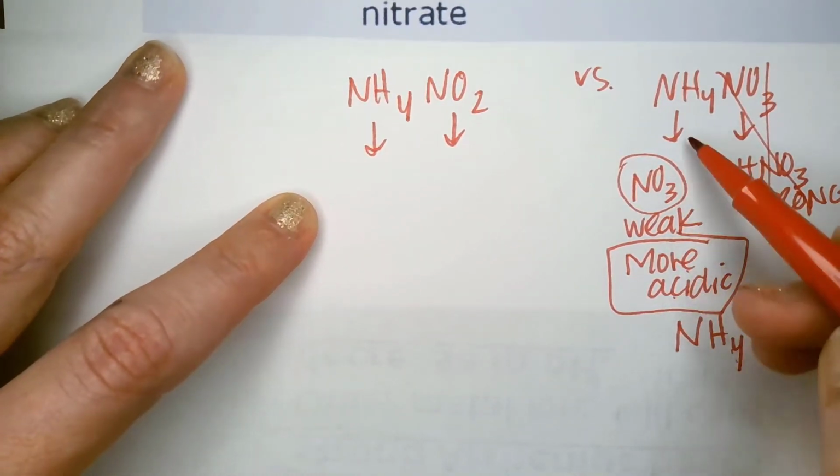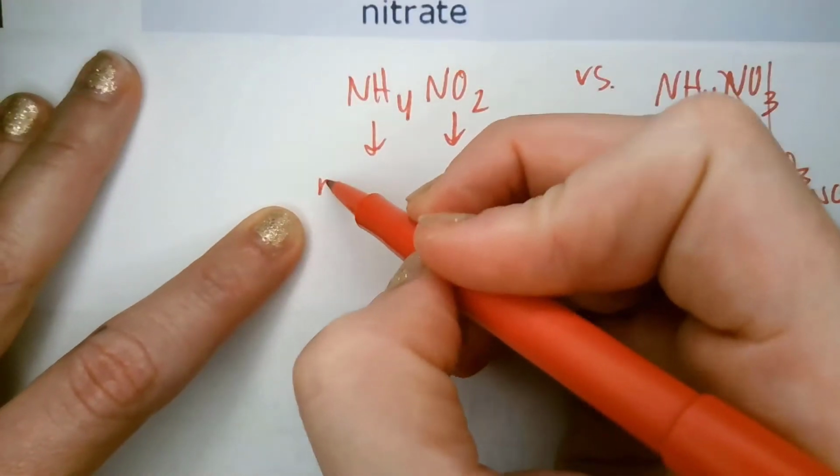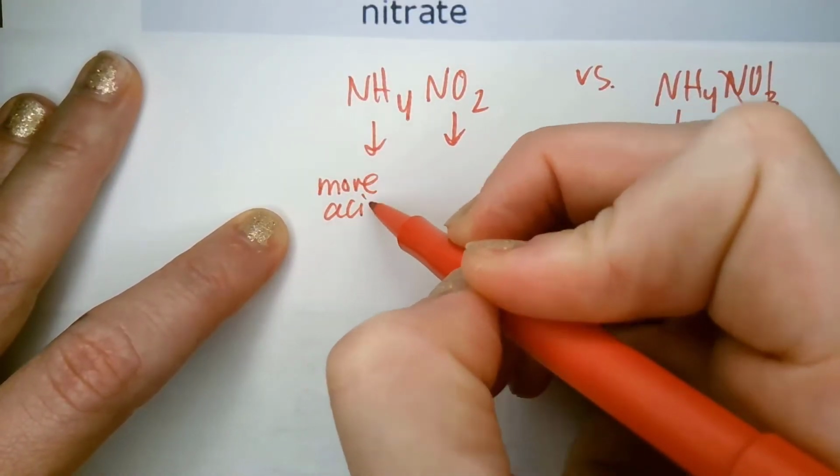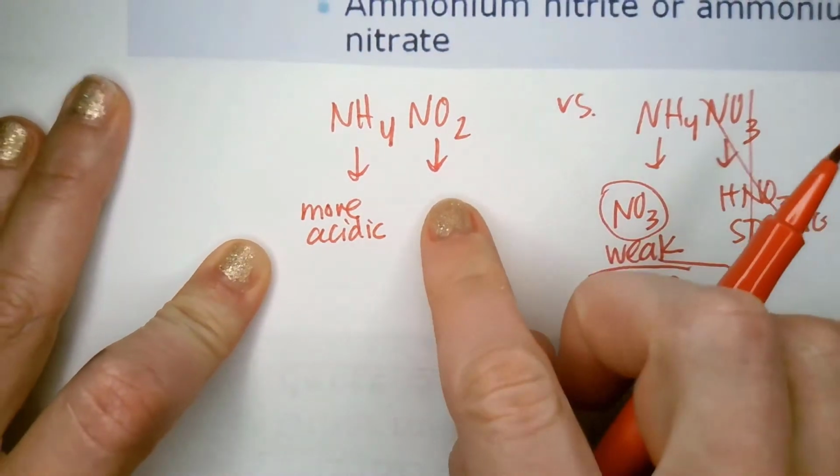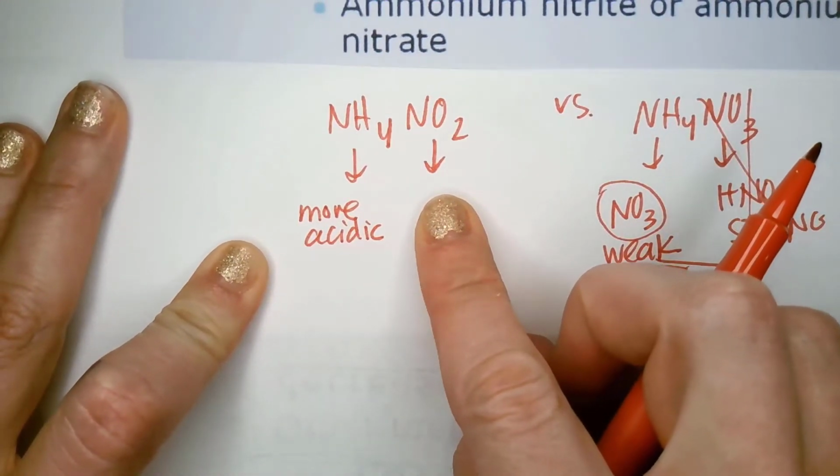Let's look here. So I have our NH4, and we just said the parent base is weak, so it's making it more acidic. So I'm just going to copy everything we just did here and write down more acidic.